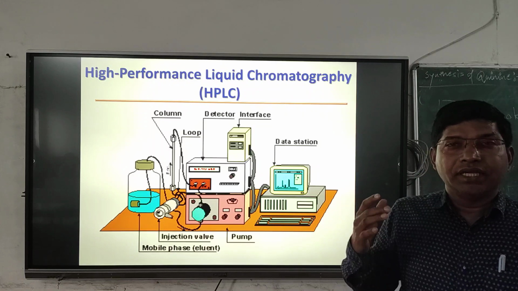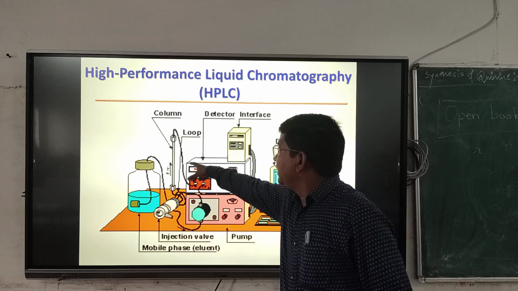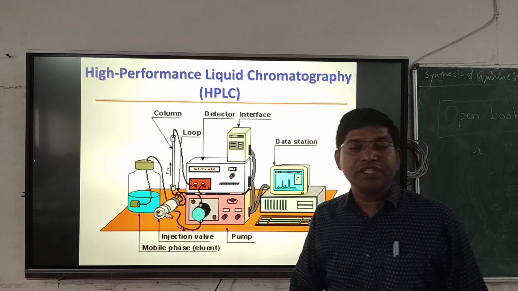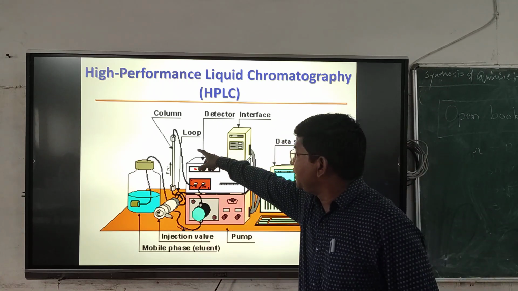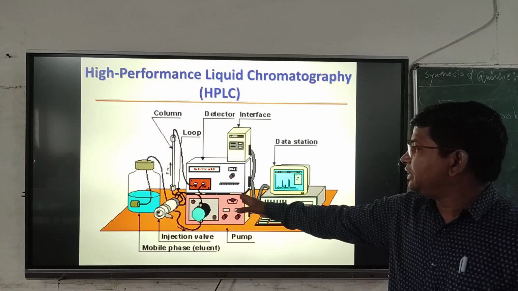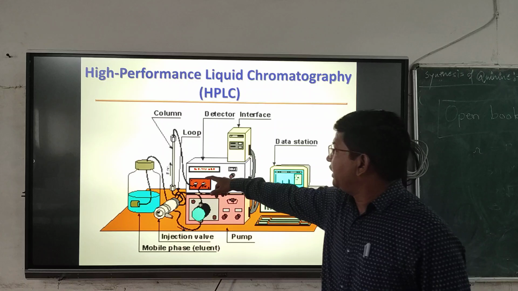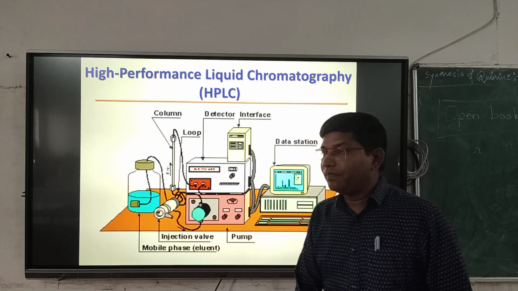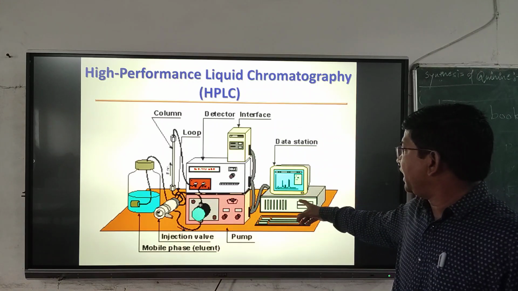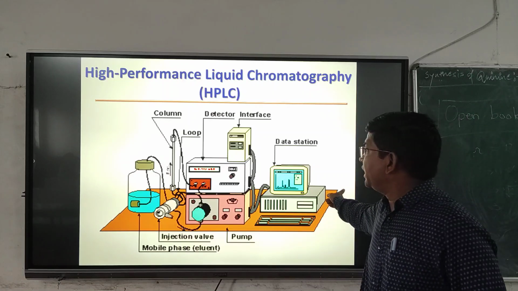Here the compound mixture is separated based on the affinity towards the stationary phase which is present in the column, and the mobile phase is used to elute your molecules from the column. And we have a detector. There are several types of detectors.